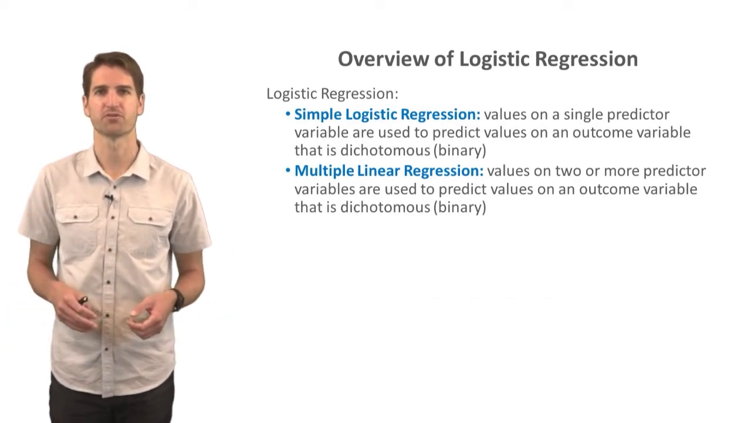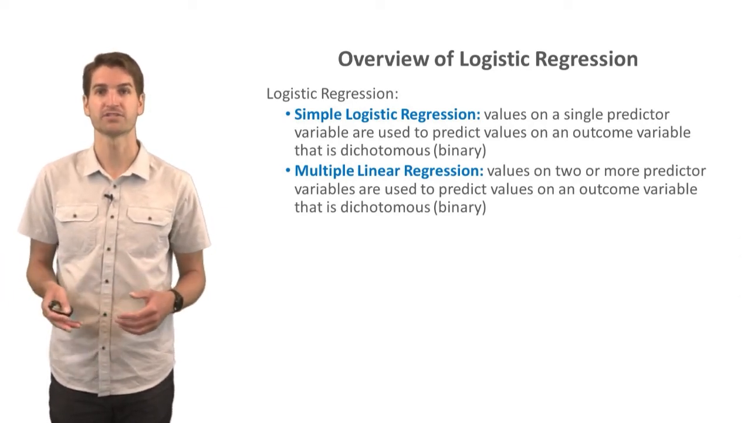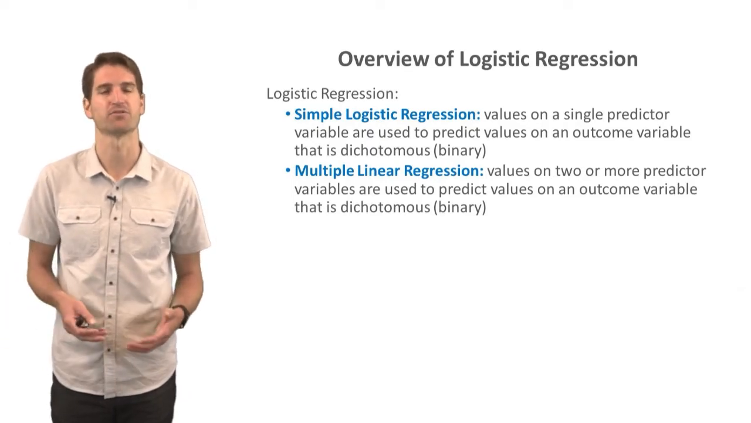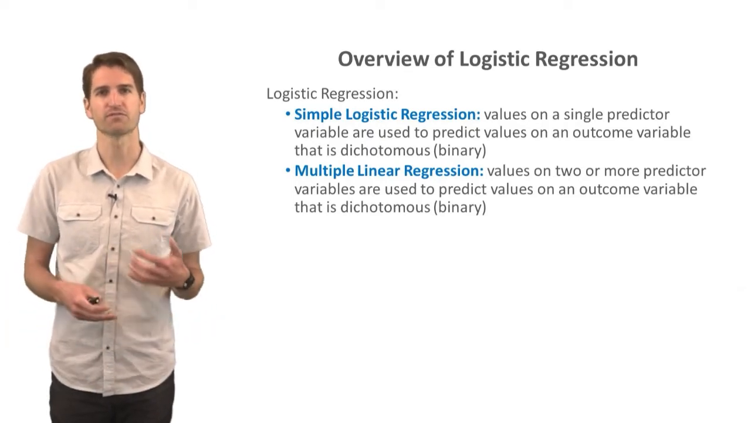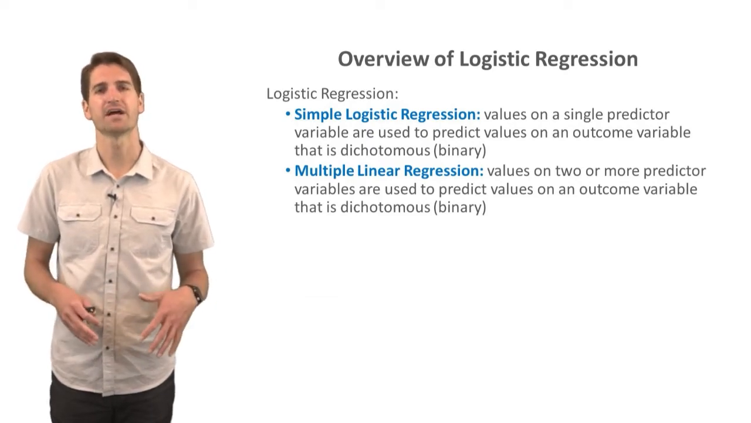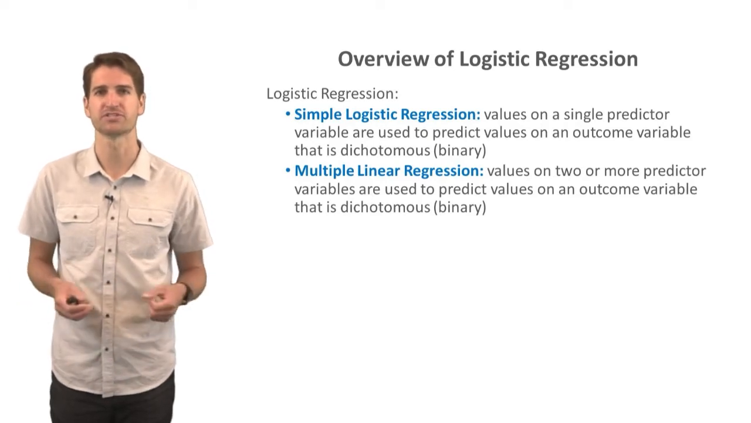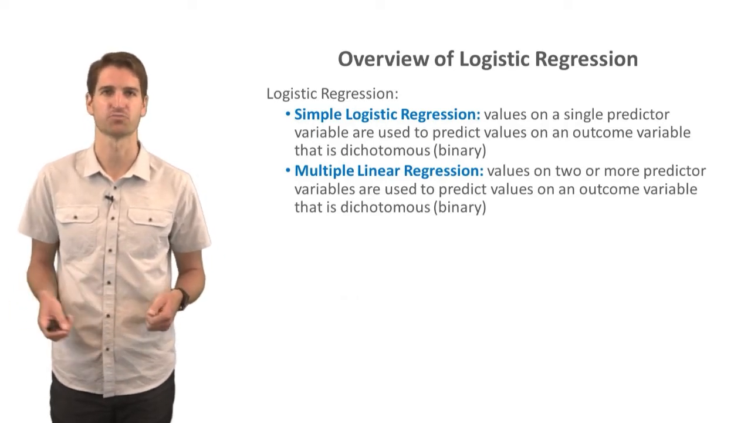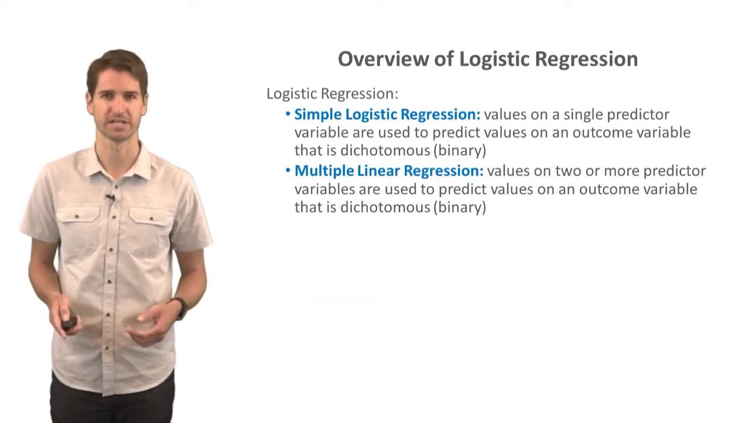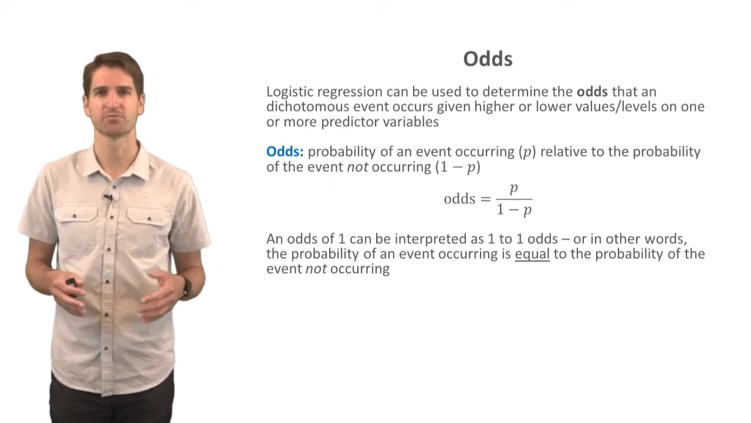Now, multiple regression is also going to have a dichotomous outcome variable, except it's going to have 2 or more predictor variables used to predict that dichotomous outcome variable. So I'll start first in this lecture by focusing primarily on simple logistic regression, and then after that, I'll briefly describe how multiple regression differs, but they're largely the same. It's just a matter of adding additional predictor variables and introducing the concept of statistical control when we get to multiple regression.